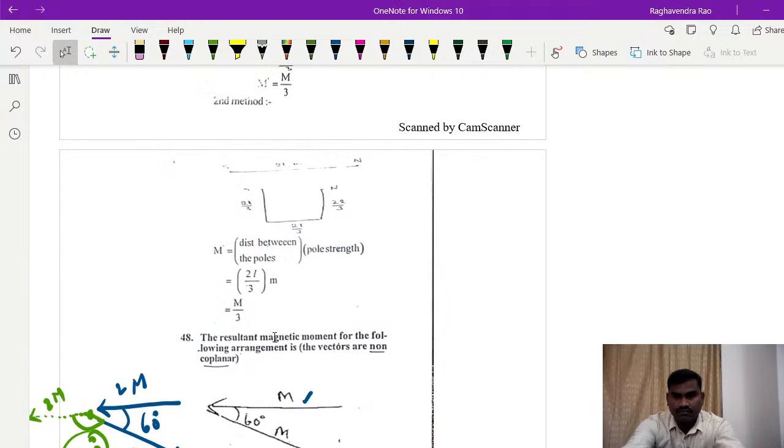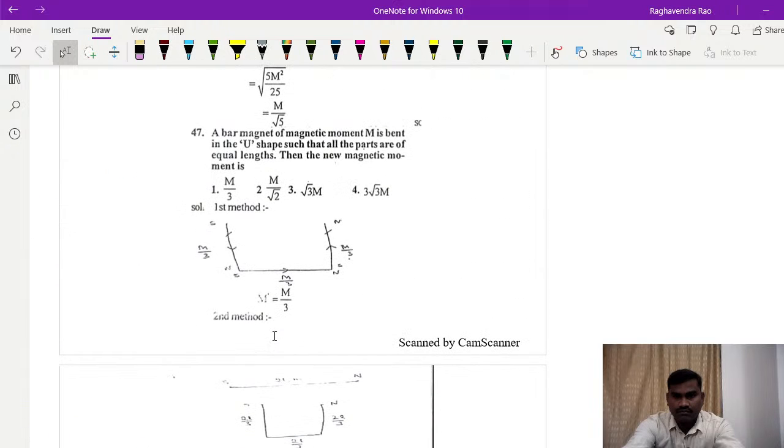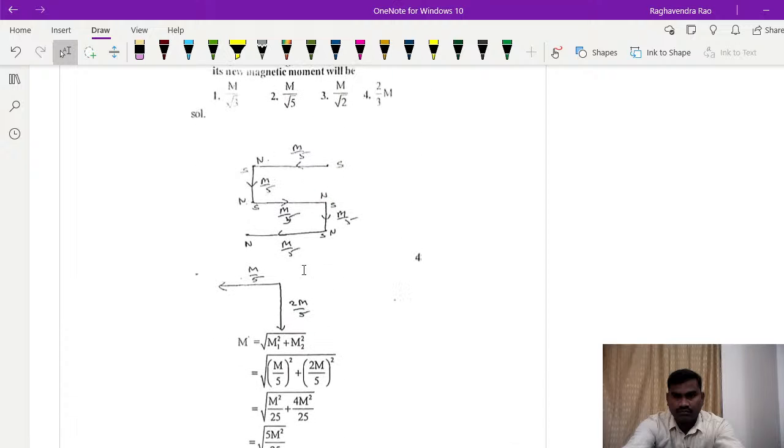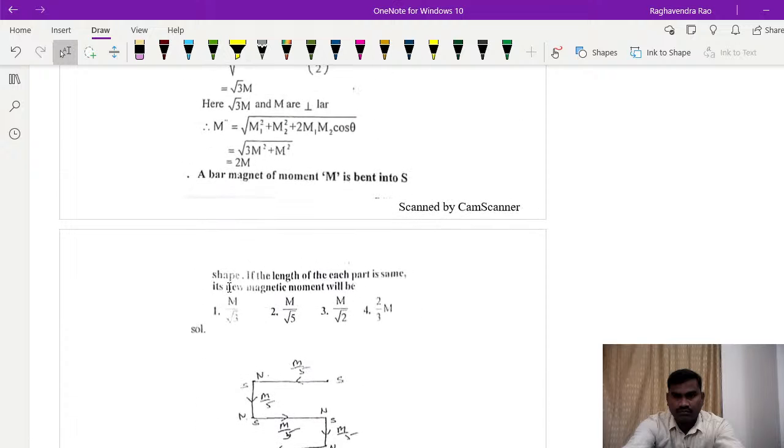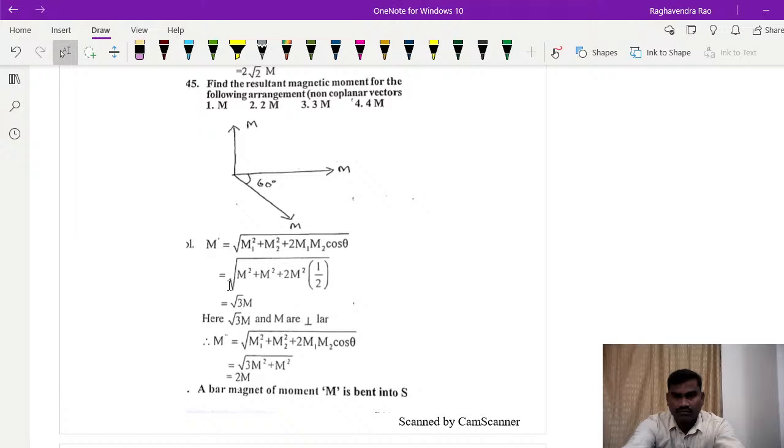Okay. Right. This is in the form of U shape we already discussed. S shape, this is also we discussed as a case. Now here the two magnets are like this, which is making an angle theta. So this is based on resolution of the vectors. This is making an angle M like this. This is a vector.